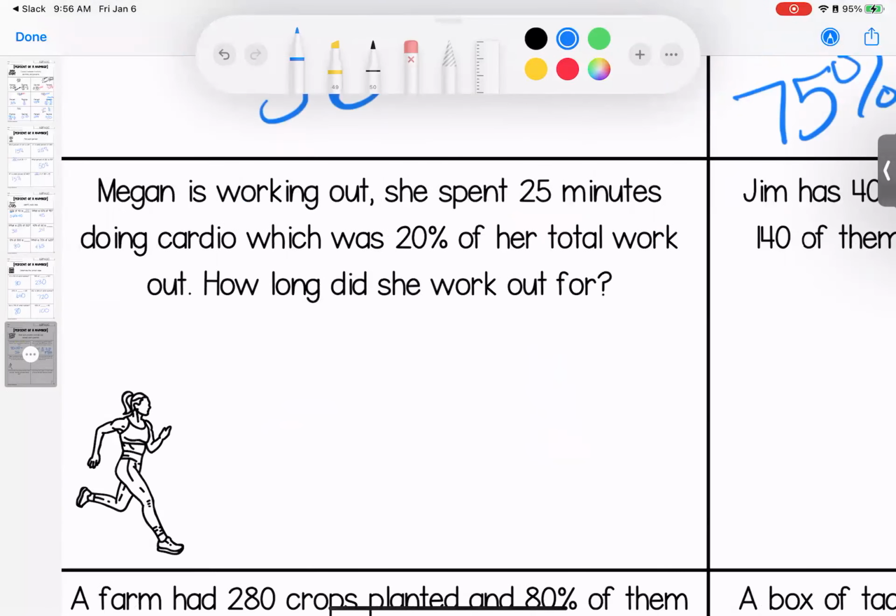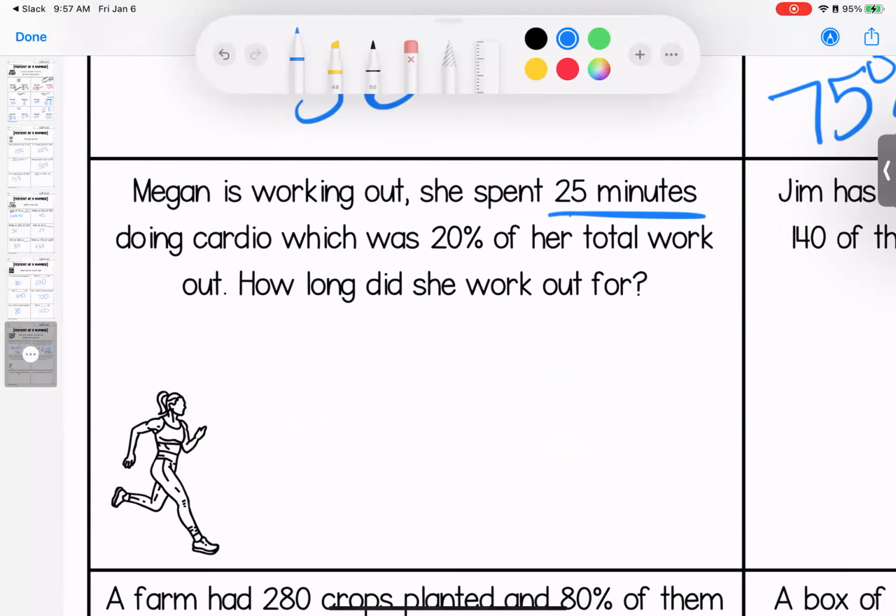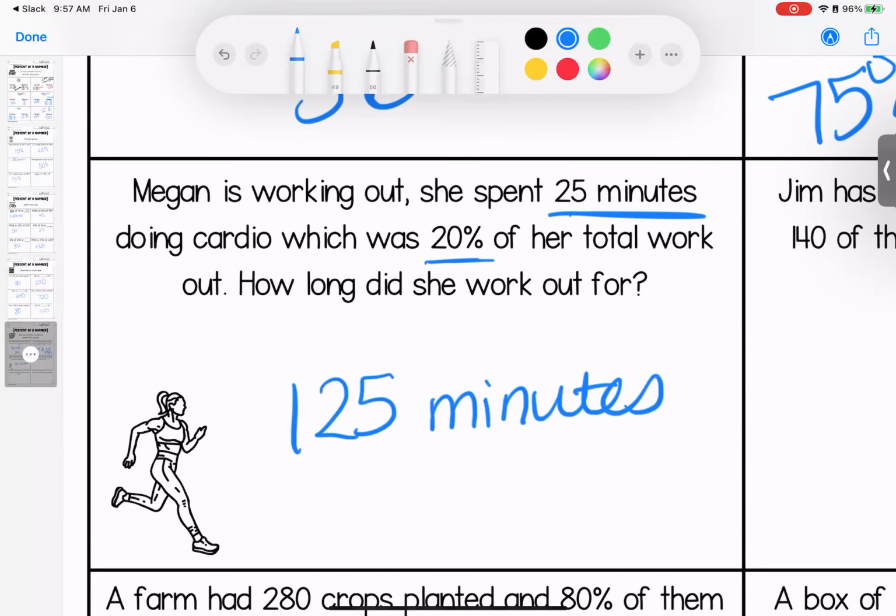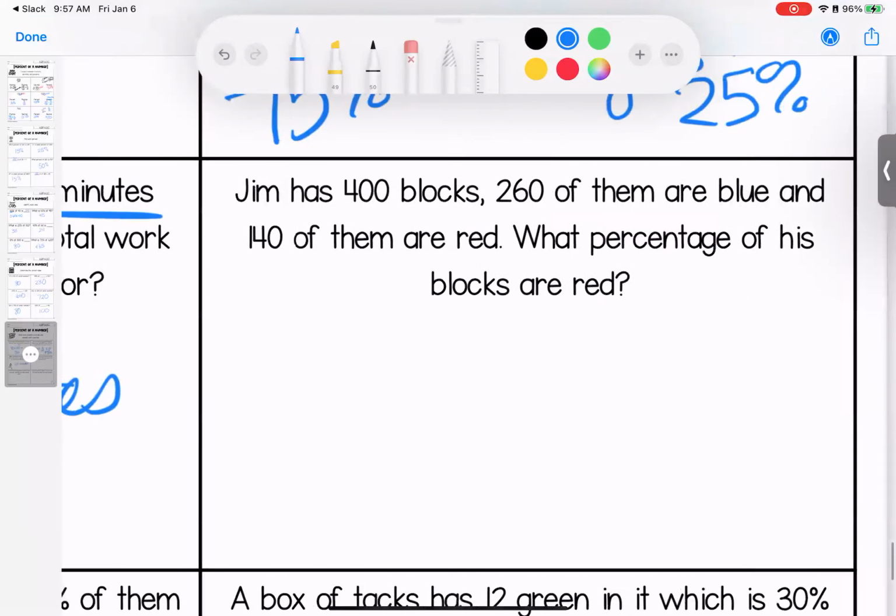Over here, Megan is working out. She spent 25 minutes doing cardio, which was 20% of her total workout. How long did she work out for? So if it's 20% to get to 100%, we're going to multiply it by 5, because 20 times 5 is 100. We know percent means out of 100. So when we multiply that by 5, we get 125 minutes. Okay, we just have to think about, what are they giving me and what am I missing?